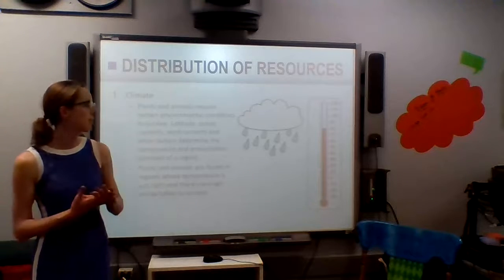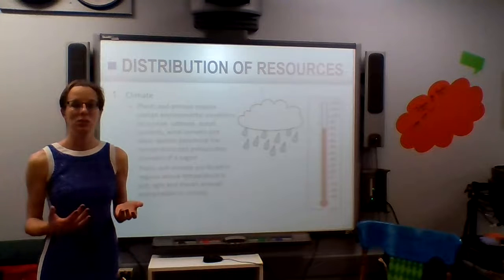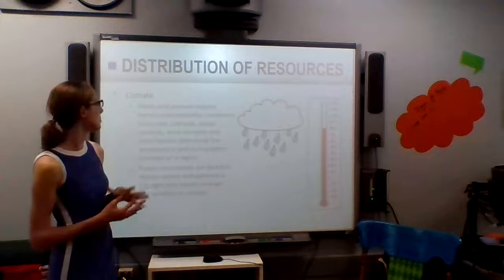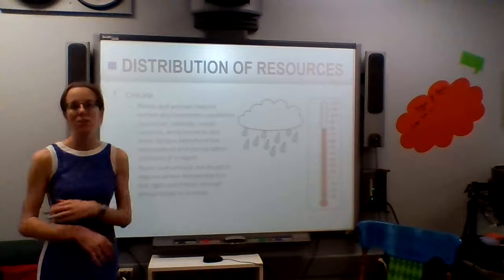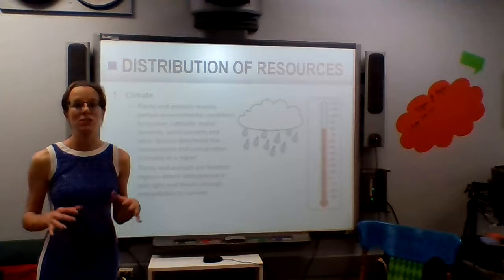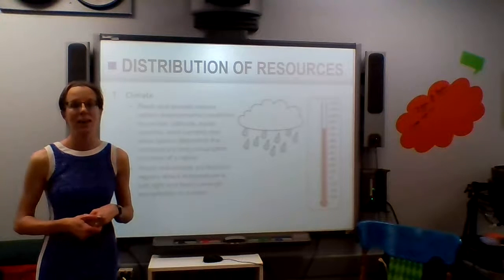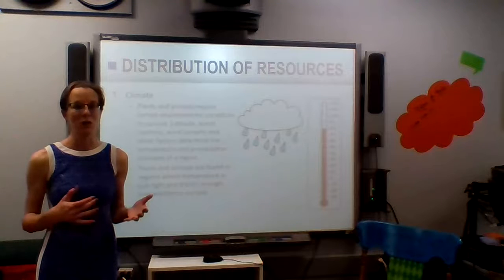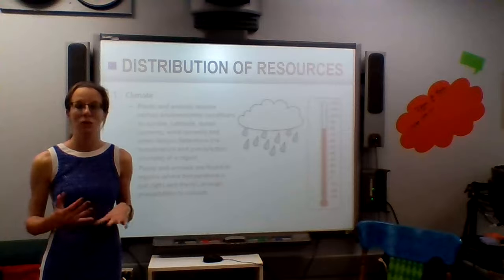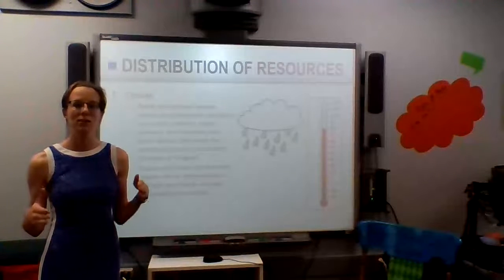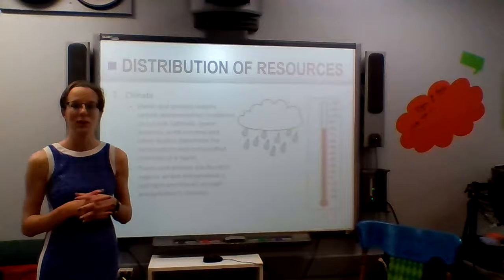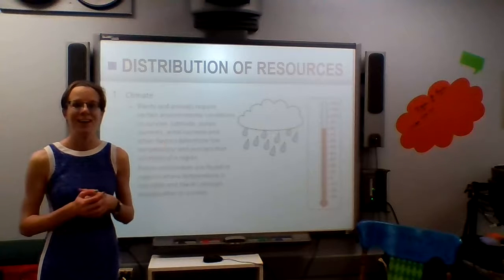So, like I said, one of the things that weighs into the distribution of resources is the climate in a location. Plants and animals require certain environmental conditions in order to grow and thrive. If those environmental conditions don't exist in the place, then those plants won't be able to grow. If we think about this in terms of food growth, Wisconsin is able to grow corn and soybeans, plants that have relatively short growing seasons, right? We plant them in spring, we harvest them in fall, and in between, we have winter, I guess.